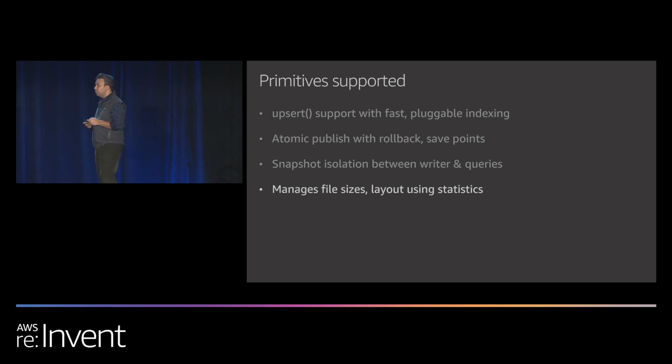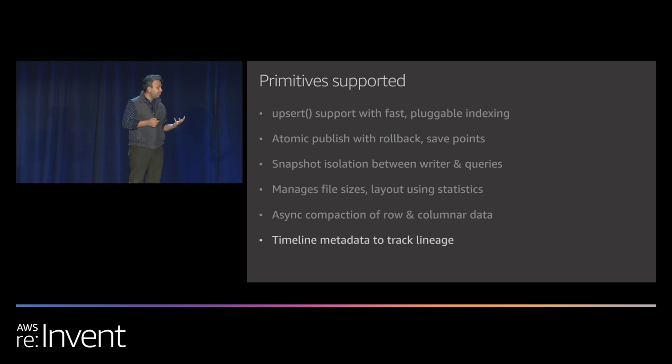It also allows you to manage file sizes. We'll talk a little bit about that. There are async compaction mechanisms, so you can compact your data sets. And then there is the timeline to track lineage. Because remember, what Hoodie does is write snapshots or logs. There is a timeline of when the snapshot or the log has changed. And therefore, you can go back in time and revert the table back to an original time when the data was there.